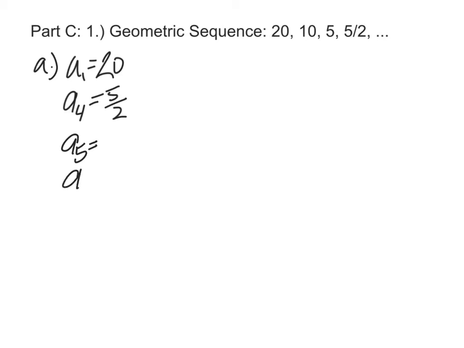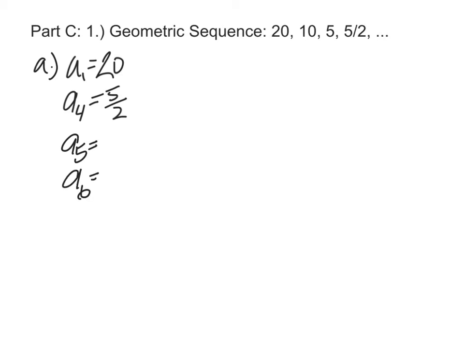Alright, let's consider the geometric sequence that begins with 20, 10, 5, 5 halves, and so on. In part A, what we want to do is identify a few of the initial terms. The first term is obviously 20, and the fourth term is also on the list. There's A1, A2, A3, and A4, so A4 is 5 halves. But then it asks for the fifth term and the sixth term.